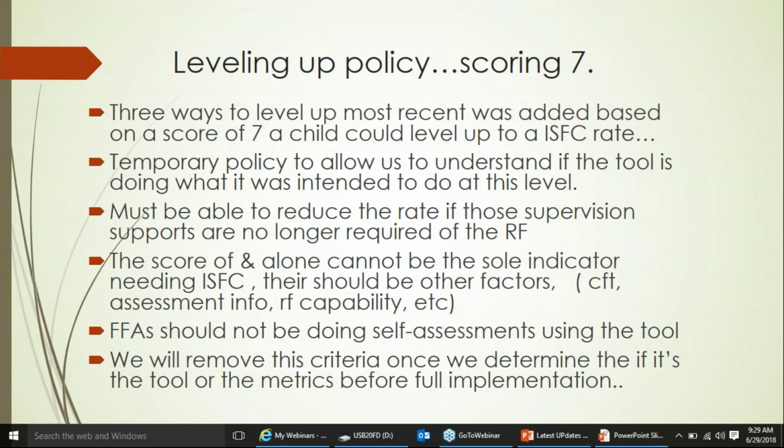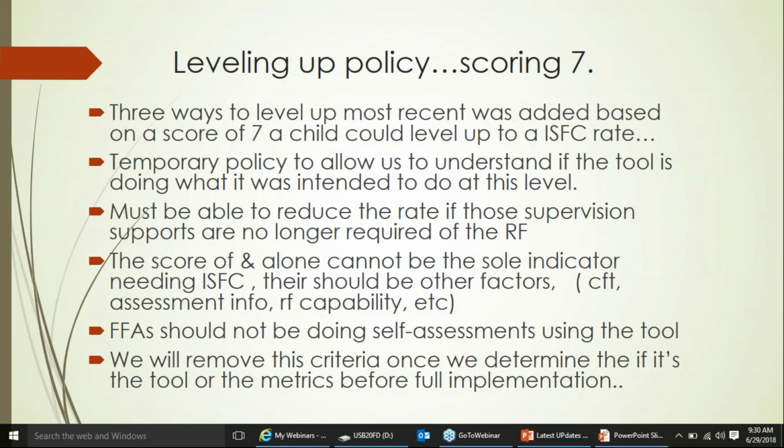Because at this point, we don't feel the score of 7 alone can be the sole indicator of meeting ISFC. There are other factors. You should be looking 360 degrees, as I said, in a teaming model. No matter how small or big your team is, there should be some relationship and discussion about what's happening with this youth, the resource family's capability and capacity, the assessments that you're doing, mental health at the table. All of those factors are what determine what occurs with the rate determination.